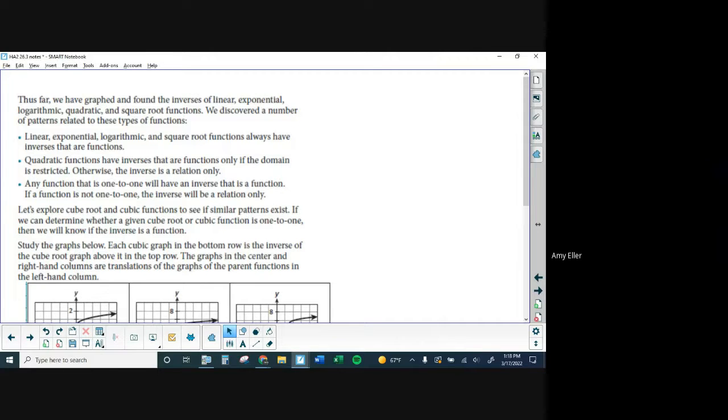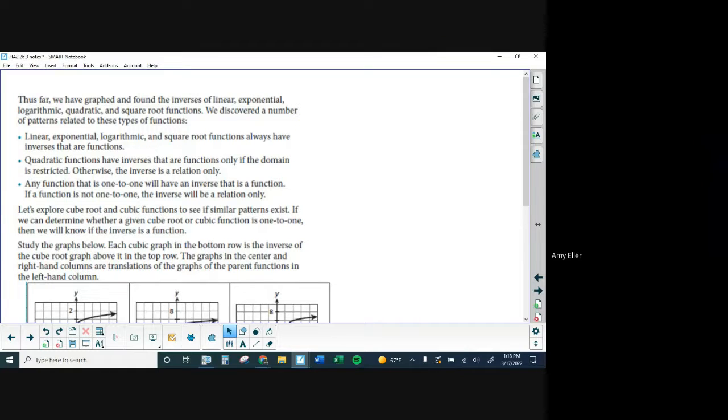Should I restrict this? Do I need to graph it and check it? Nope. Till we get to that second bullet point, which is where the problems come in. Quadratic functions have inverses that are functions only if the domain is restricted. Otherwise, its inverse is a relation only. It doesn't mention square roots, which are on the top. So I guess square root function was yesterday, and its inverse will be a function if we restrict it correctly.